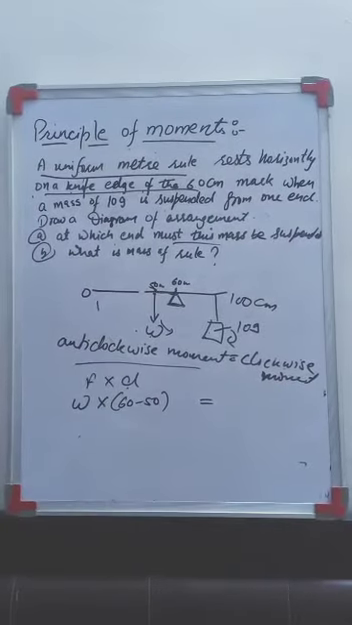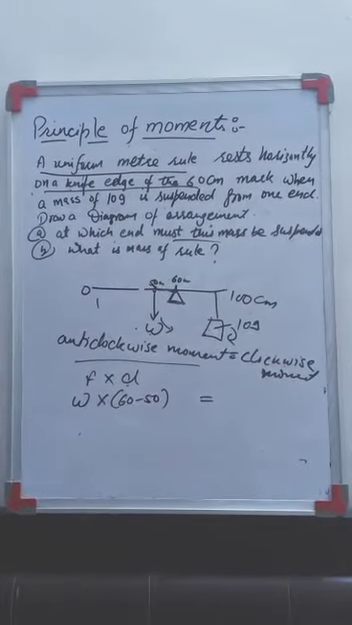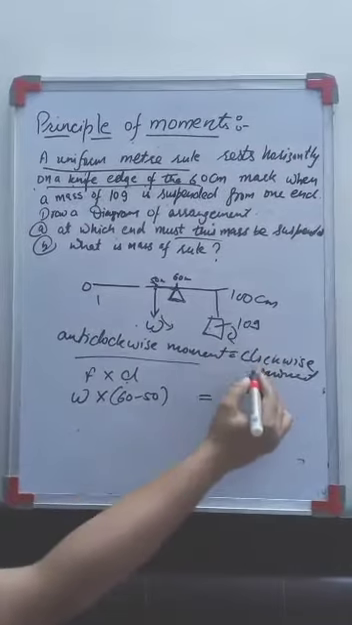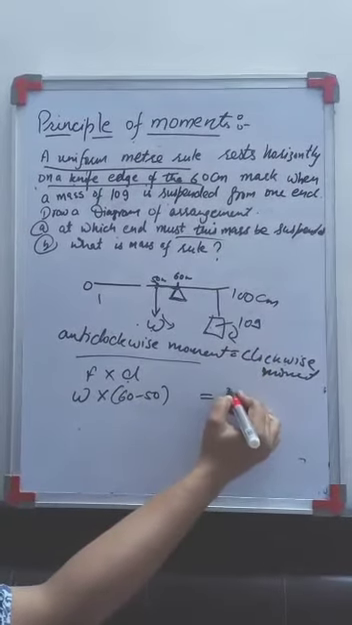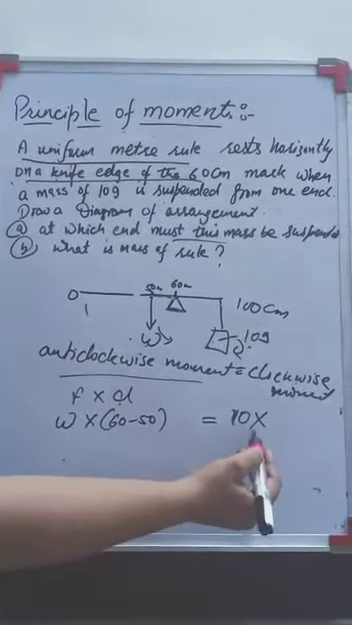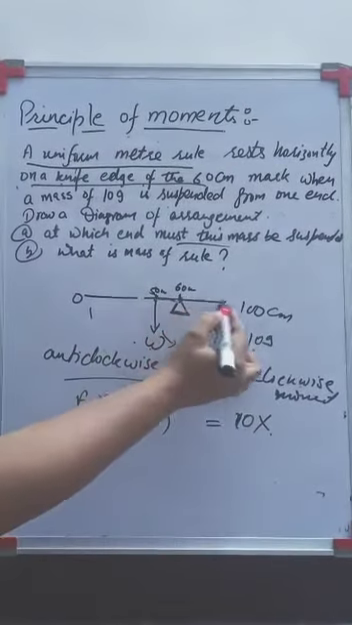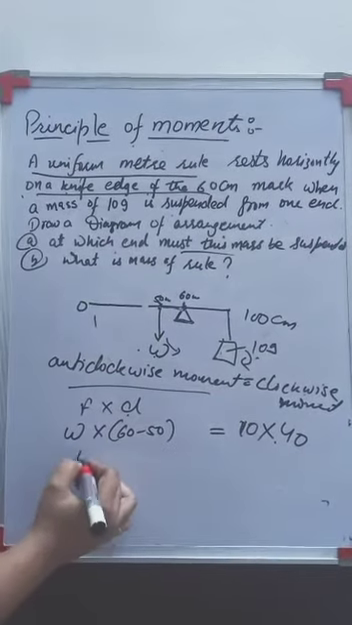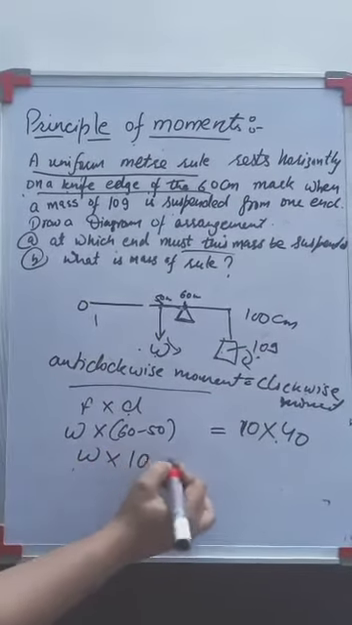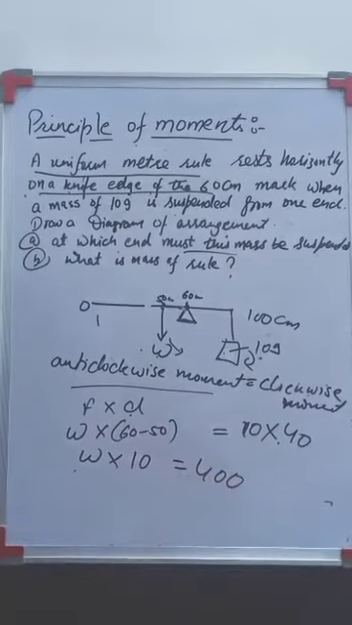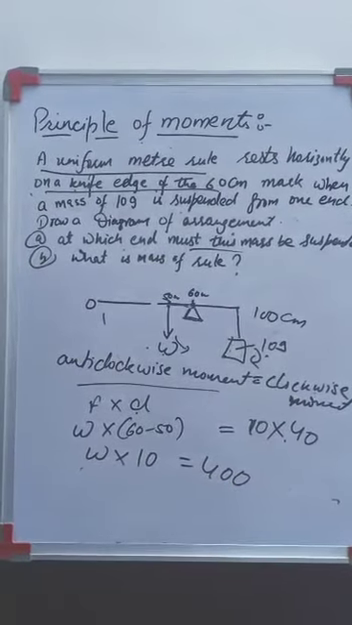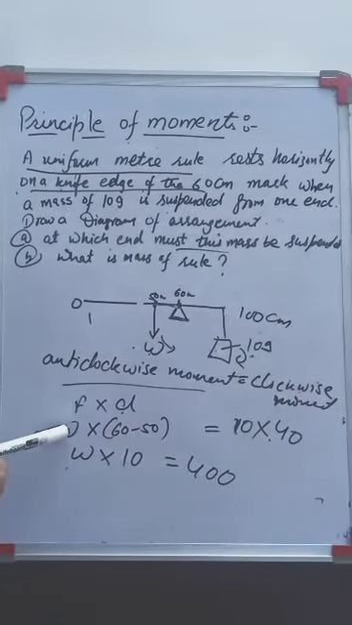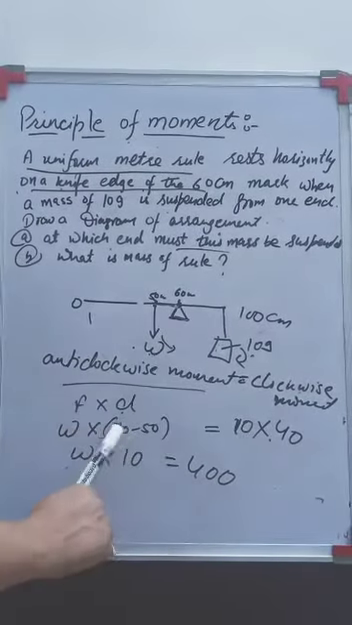Clockwise moment is what? Over here, it will be again how much? So 10 into distance is what over here? 60 to 100. It is 40, right? So W into 10 is equal to how much? 400. See, I am not changing it to the SI unit because over here the weight I am calculating will be in gram. Everything is same over here, right?